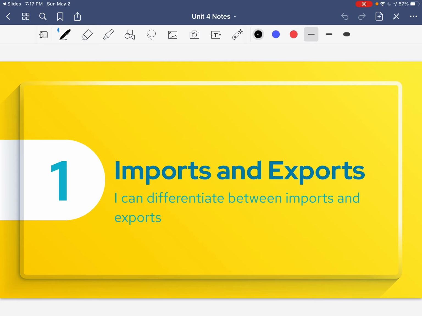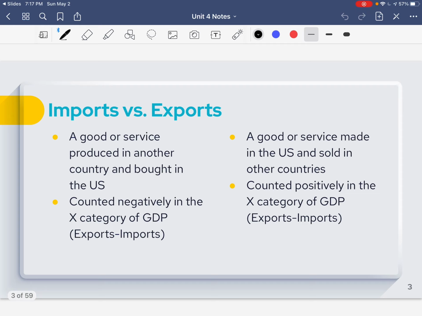And so our I can statement is I can differentiate between imports and exports. And that's something that we've kind of already talked about in class as well. I'm going to give you full definitions here. So an import is over here on the left. An import is a good or service produced in another country and then we buy it. It's bought in the United States. So that's a United States perspective thing. And the opposite would be this, an export, a good or service made in the US and sold in other countries. So an example here, the US exports a lot of airplane materials, aerospace things, and things like soybeans and agriculture goods. The US imports a lot of consumer goods.